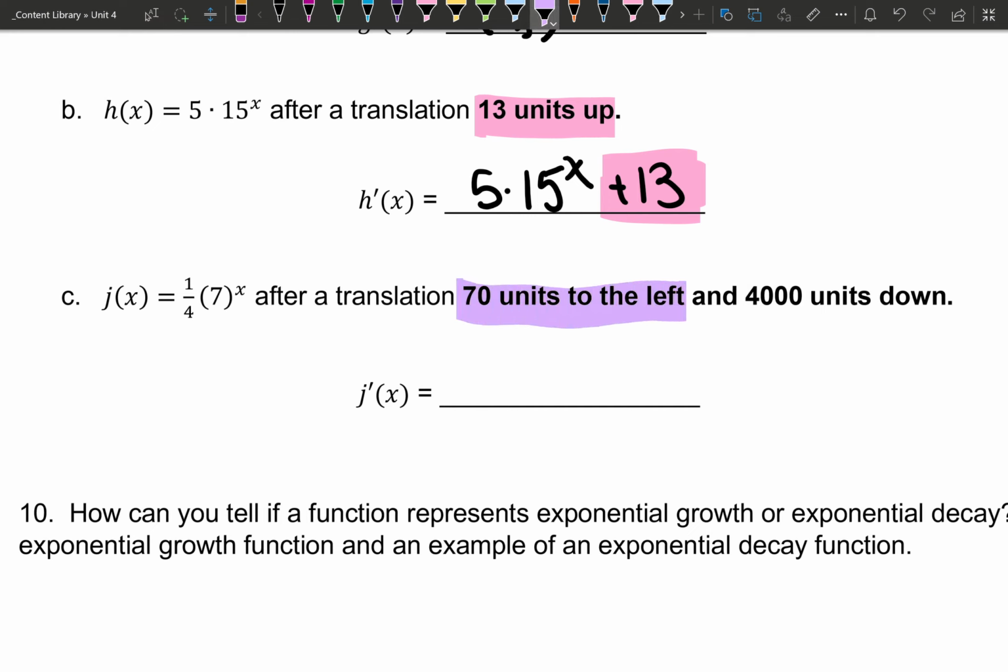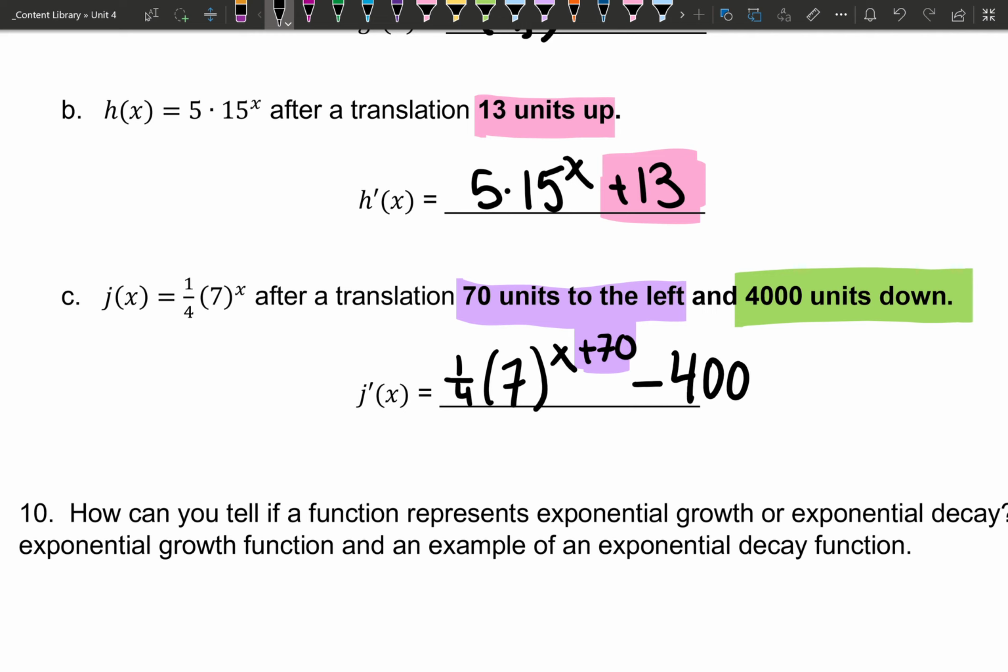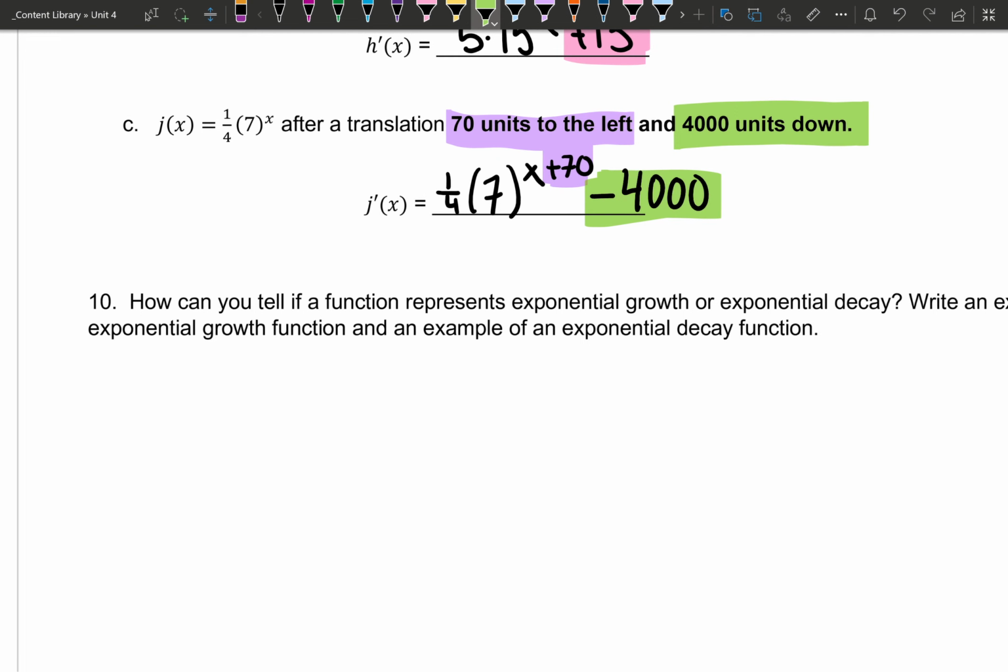Letter C, 1/4 times 7 to the power of x after 70 units to the left and 4,000 units down. All right. 1/4, 7 to the power of x. When we go to the left, we are adding to the exponent, so plus 70. When we're going down, we are subtracting outside of our function.